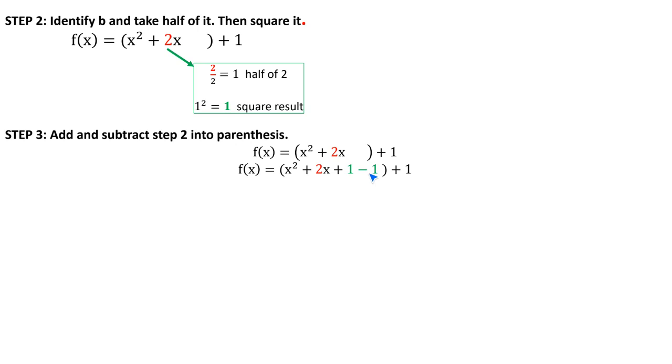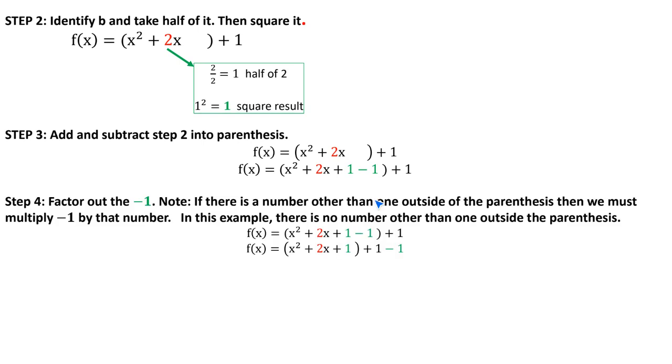So our next step is, well, we don't want this negative 1 in the parentheses, and so we want to take it outside. In order for me to factor out this negative 1, I have to ask myself, is there anything outside the parentheses other than 1? And if there is, then I'm going to have to multiply it. In this case, we only have a positive 1, so 1 times negative 1 is just going to be negative 1. So I write it on the outside here.